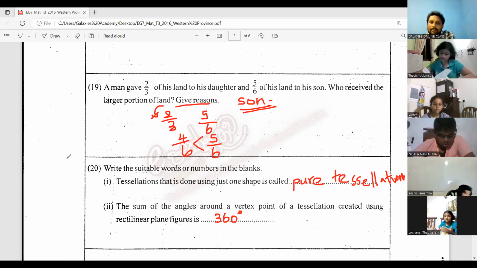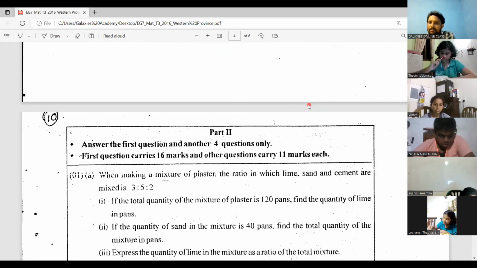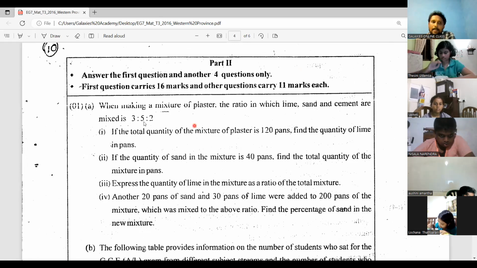Okay? Right. Now I will discuss all the questions of the first paper. There are 20 questions in the first paper. Then I'm going to the second part. This is not the test now, so I am going to discuss all the questions. Right. Look at the first question.